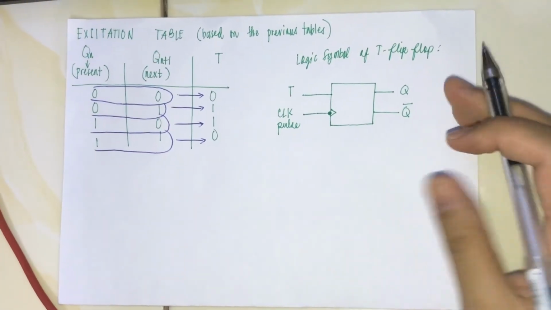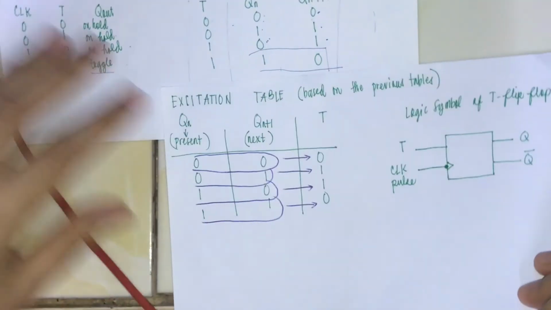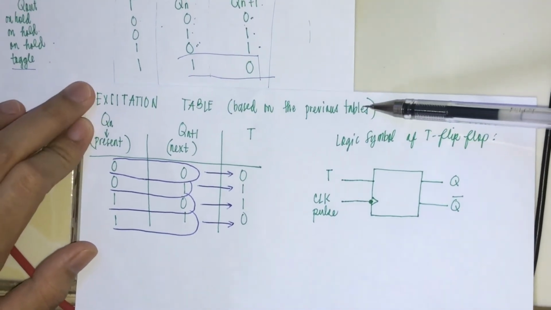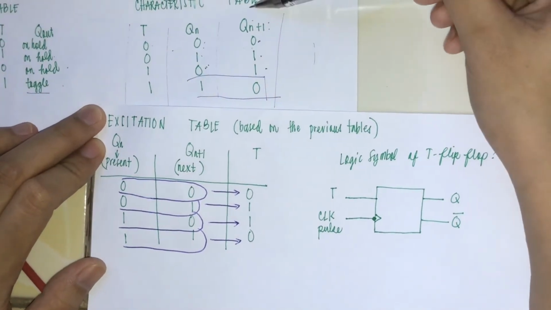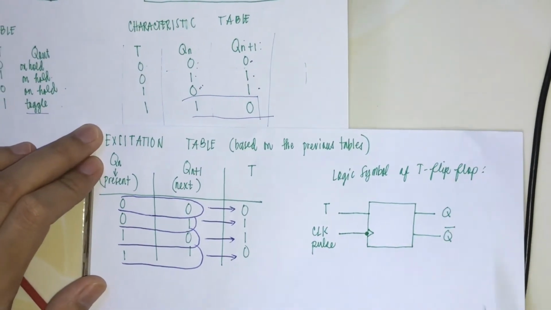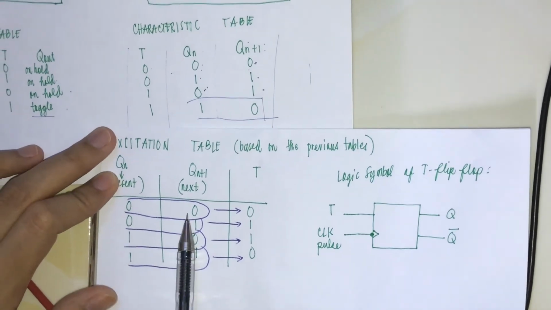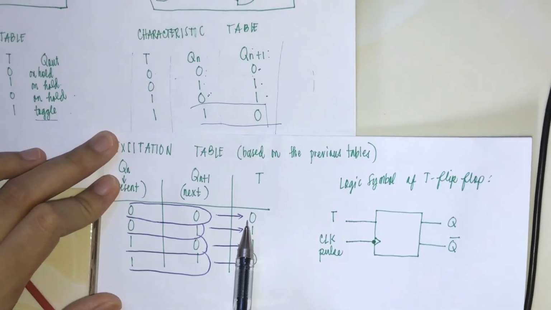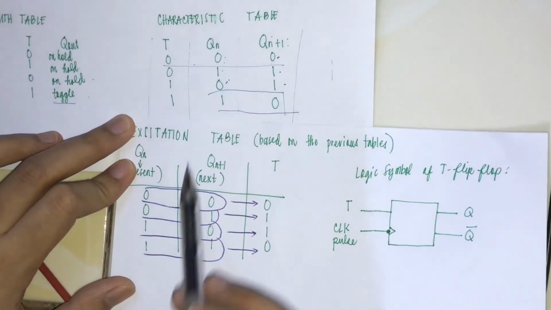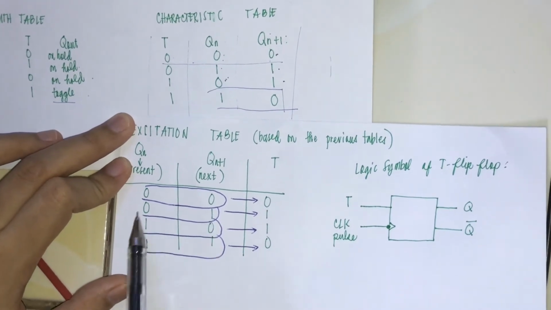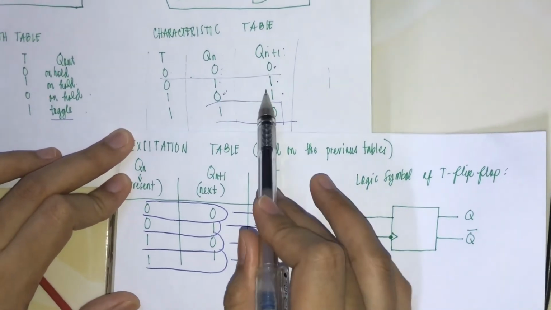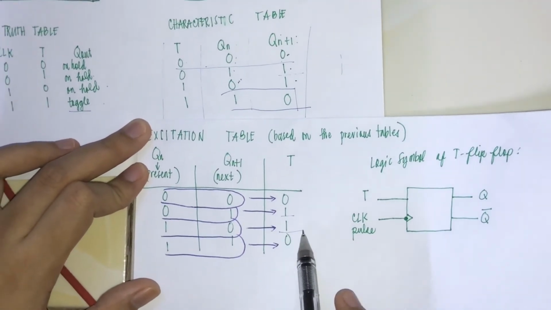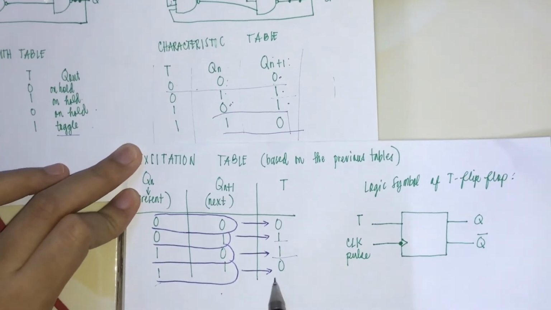Next is the excitation table. Excitation table is based on the previous tables, specifically the characteristic table. So if the present value and the next value are 0, 0, the T would be 0, as we have seen here. And if the present value and the next value are 0, 1, the T would be 1. If the present value and the next value are 1, 0, the T would be 1. And if it is 1, 1, then the T would be 0.